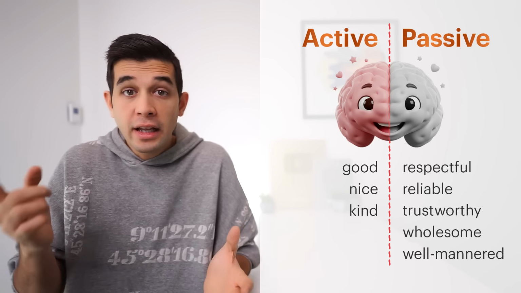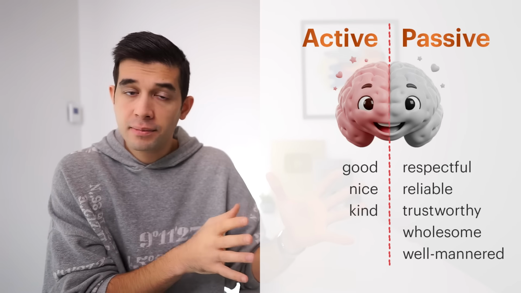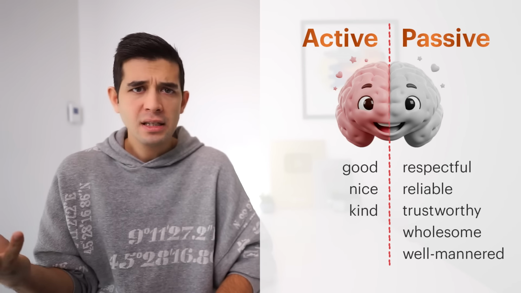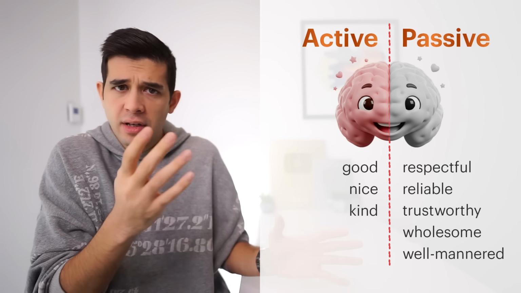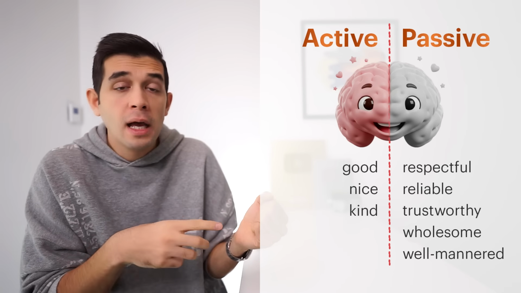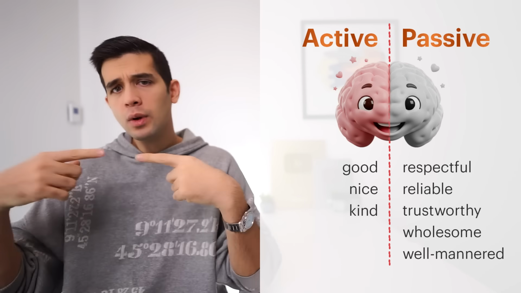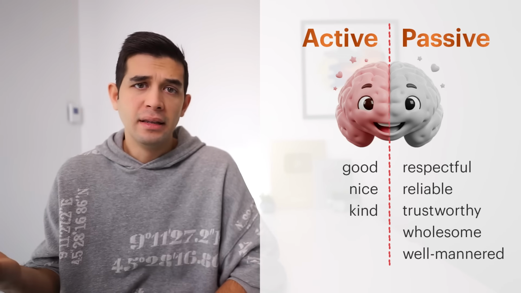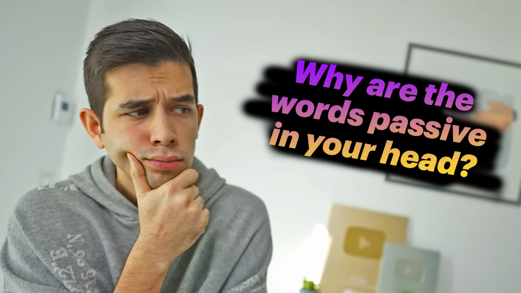So words in your head are either active, that means you can use them when you want to speak, or passive, which means if you see them somewhere, for example, you're reading a book and you see these words, you know what they mean. But when you want to speak, you cannot use them. But why does this happen? Why are the words passive in your head?